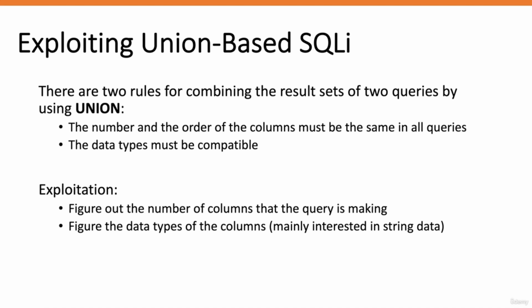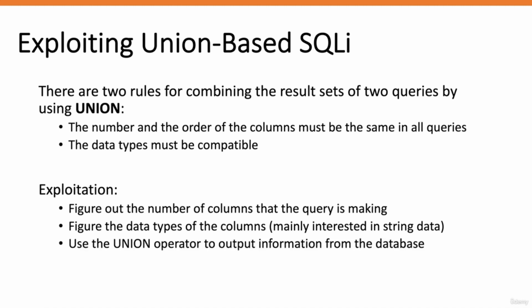And so we need to find a data type that outputs string data. And this way we could output the data that we want to extract. And then once you've figured out the number of columns that the query is making and the data types of the columns, then you could use the union operator to output information from the database. Sometimes you don't actually get the data type that you want, and so it's a dead end. You can only extract, for example, integers or so on. So it depends on the SQL injection and the context that you're running with on whether you could actually exploit it to extract information from the backend database.